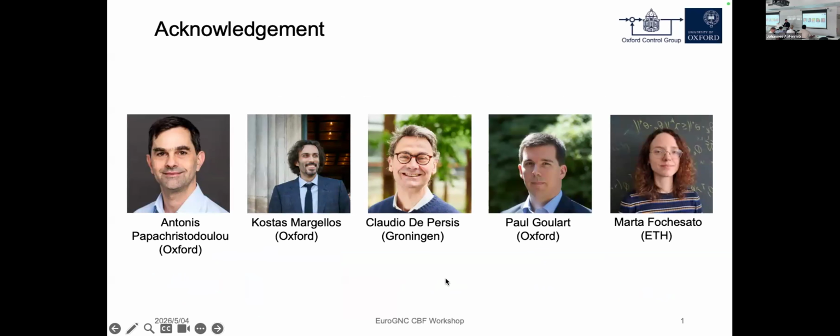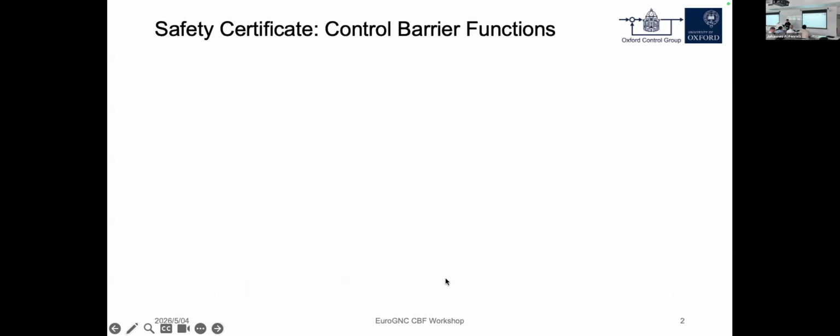The first two, Antonis and Kostas, were my PhD supervisors. A large amount of this work is in collaboration with Claudio De Persis from the University of Groningen, and also with Paul from Oxford and Marta, who used to be a PhD student at ETH. Victor has introduced the background for barrier functions, but I still want to very briefly introduce it, just to synchronize our knowledge.